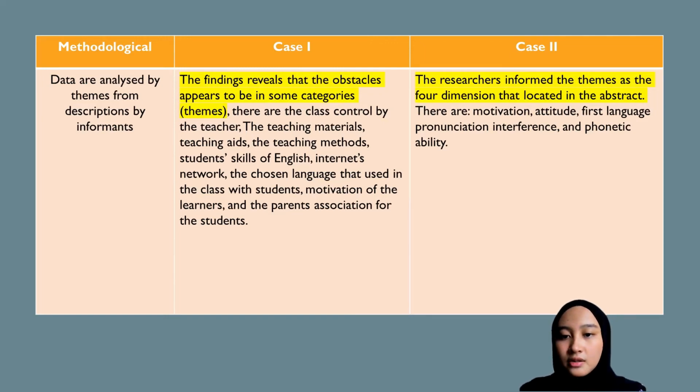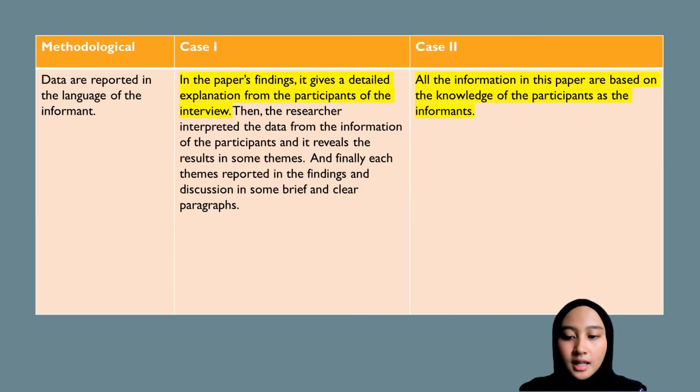In the second case, the researchers reported the themes in the abstract, categorized by four dimensions: motivation, attitude, first language pronunciation interference, and phonetic ability. Next, the data are reported in the language of the informant. Of course, they can get the data through the participant as the informant, so it reports based on their language.